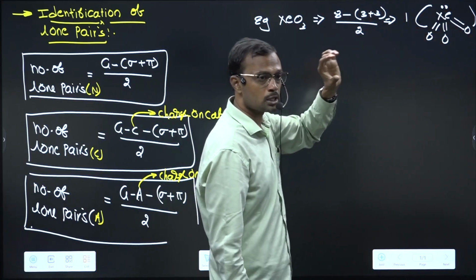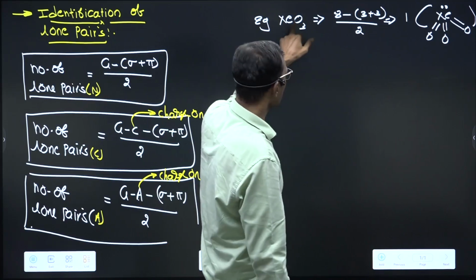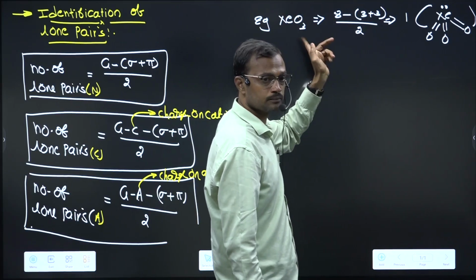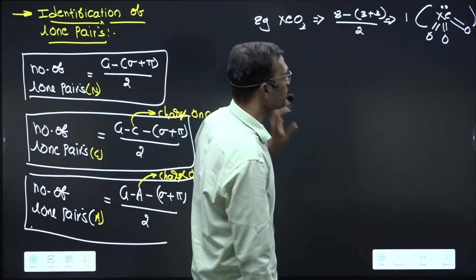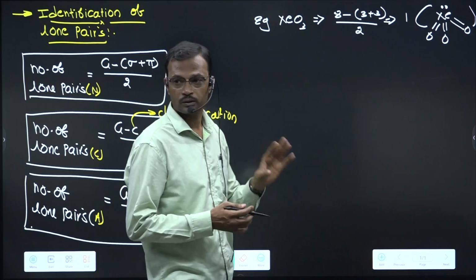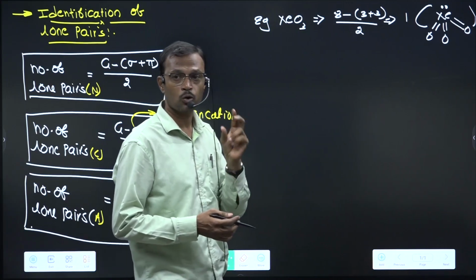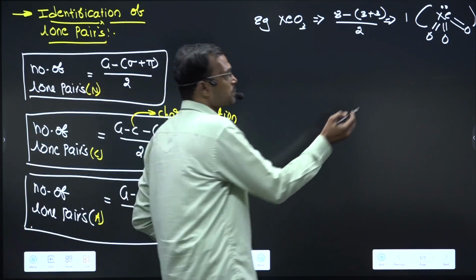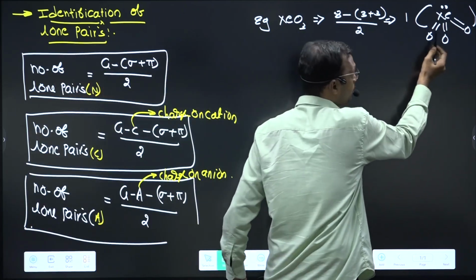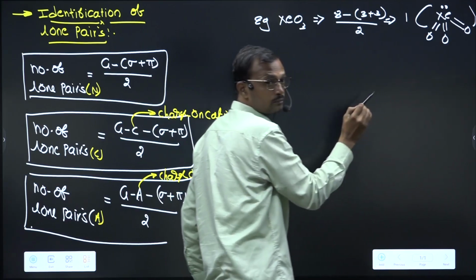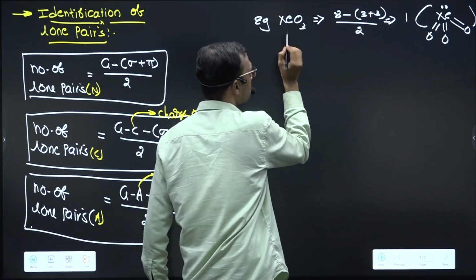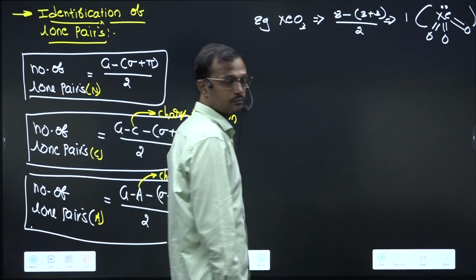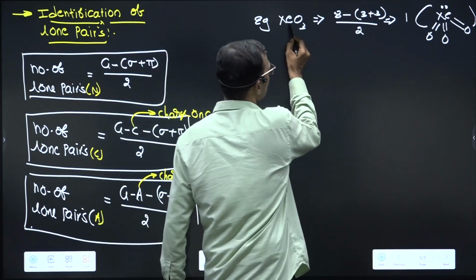So how many lone pairs are present on xenon in this molecule? Only 1. How many lone pairs are present in this molecule? 7 lone pairs. 2 ways of asking the question: how many lone pairs are present on the central atom in a molecule, or else how many total lone pairs are present in a molecule? In a molecule means we need to count total lone pairs. But if they ask how many lone pairs are present on the central atom of a molecule, only this formula can help. Clear?